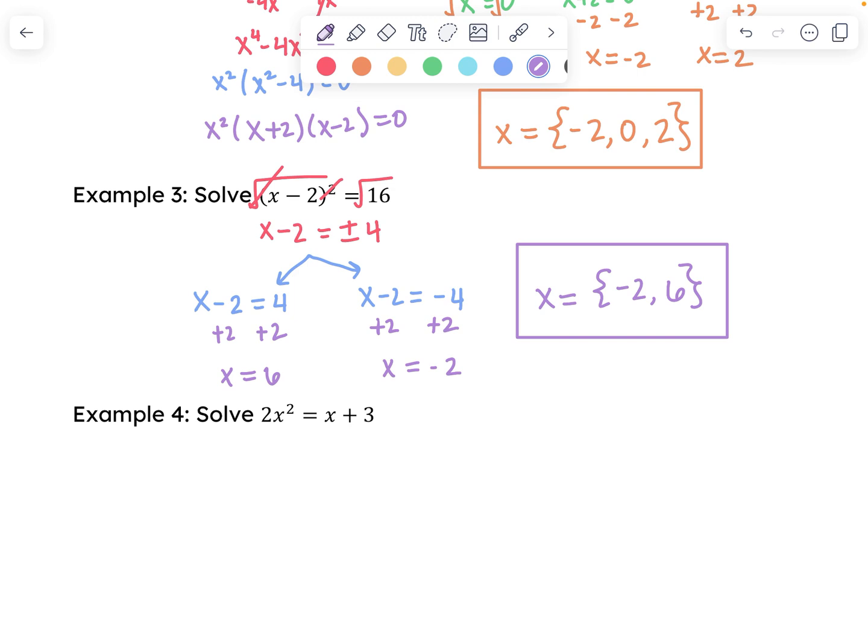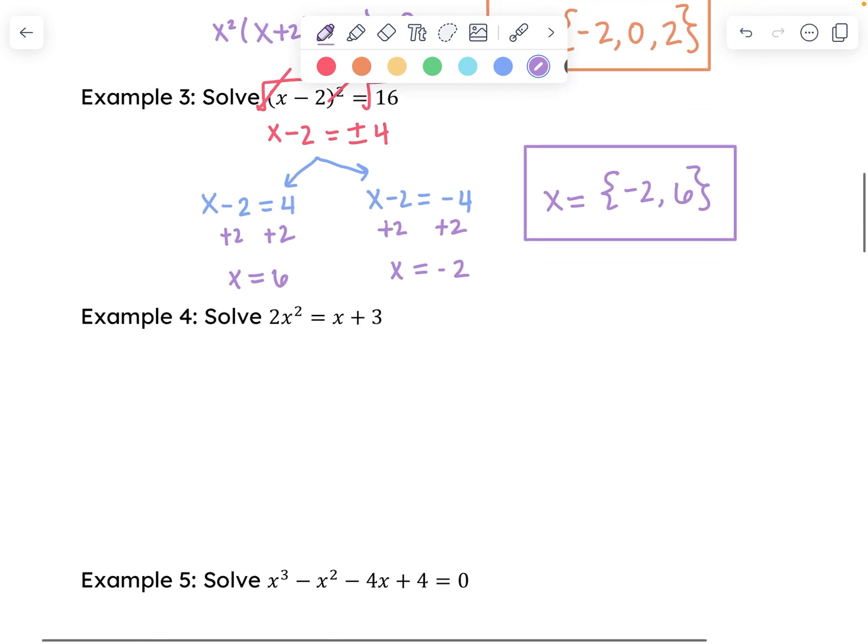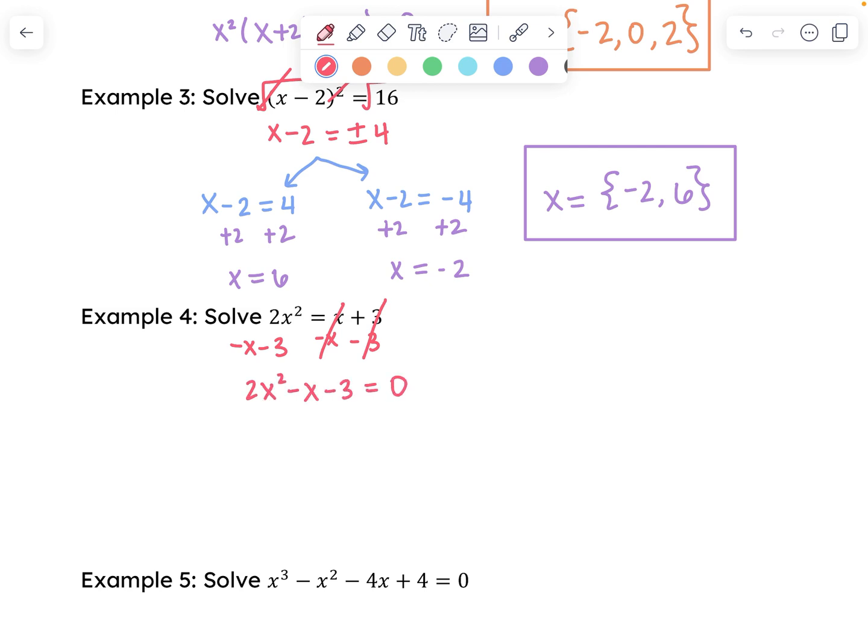And then probably the most common one we're used to is example 4, where I get it all on the same side and I factor. So I'm going to subtract x and subtract 3 over. I don't really want a negative in front of my x squared. That's just my personal preference, but you could move it over and deal with the negative in front of the x squared. I'm going to have 2x squared minus x minus 3 is equal to 0.